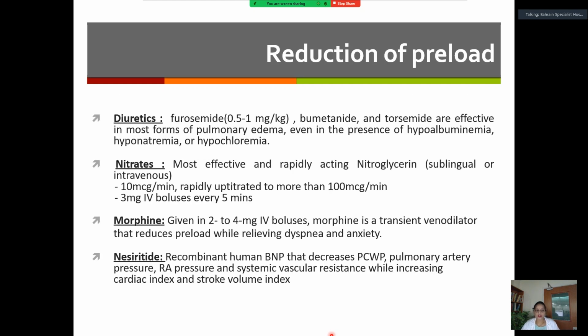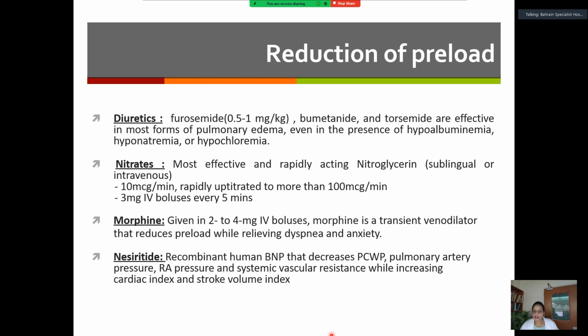Reduction of preload is by diuretics, most commonly loop diuretics. Furosemide 0.5 to 1 mg per kg, bumetanide, and torsemide are effective in most forms of pulmonary edema, even in the presence of hypoalbuminemia, hyponatremia, or hypochloremia. Nitrates are the most effective and rapidly acting, given sublingually or intravenously. Started at 10 mcg per minute, rapidly uptitrated to more than 100 mcg per minute. 3 mg intravenous bolus is given every 5 minutes.